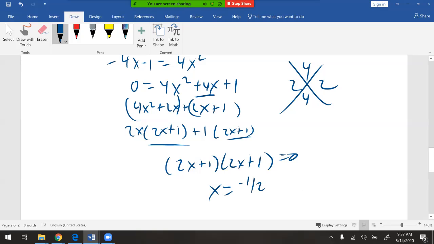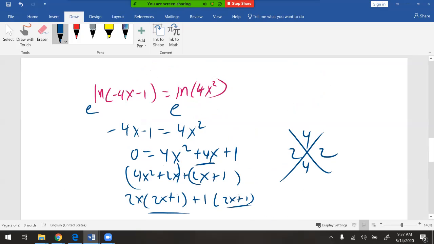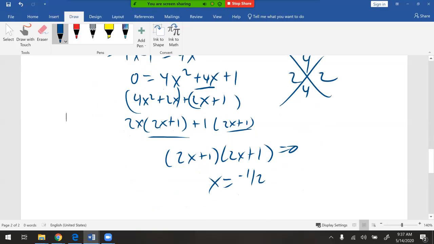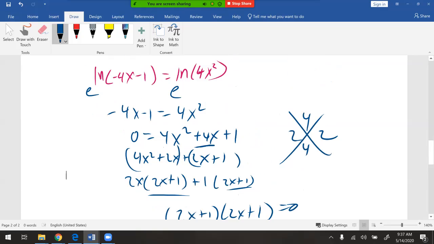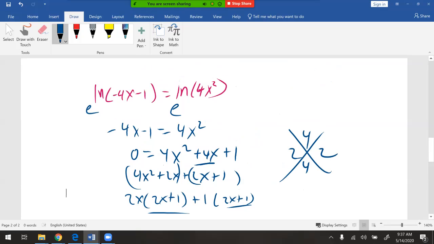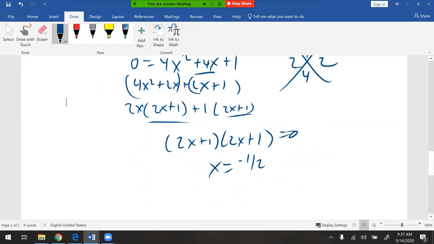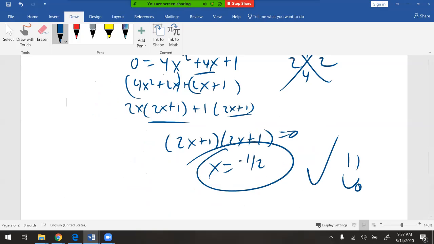But let's check and see if it's going to work though. Okay, and it looks like it is. Why? Because when I plug in -1/2 into here, I get a positive number. And when I plug in -1/2 into here, I also get a positive number. So guess what? That's the answer, and it will work. Check mark, smiley face, and how about little blue? Because I know he wants the attention.